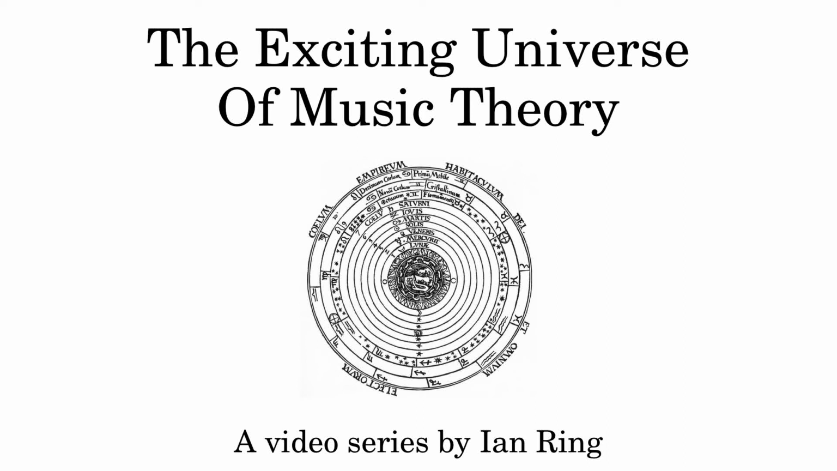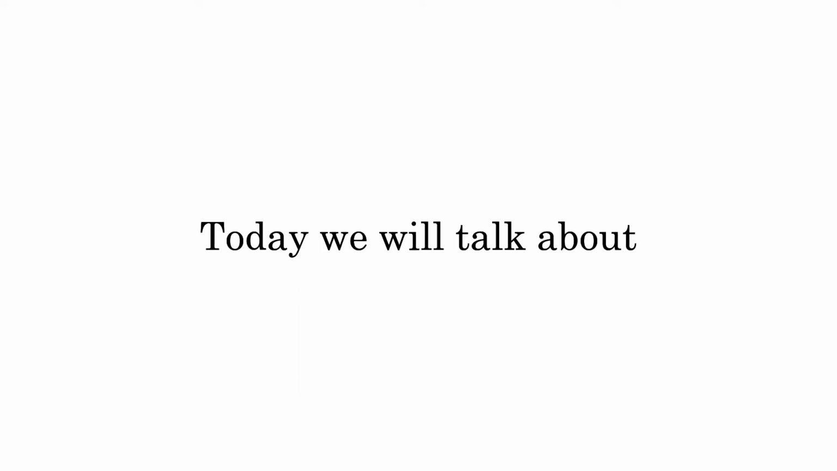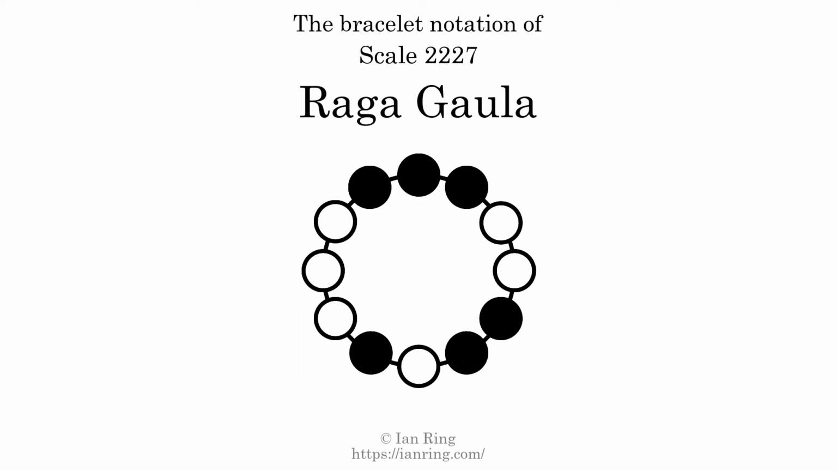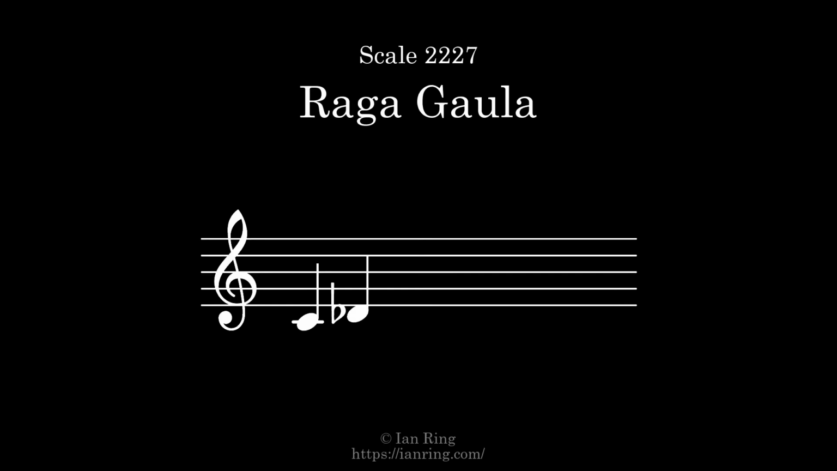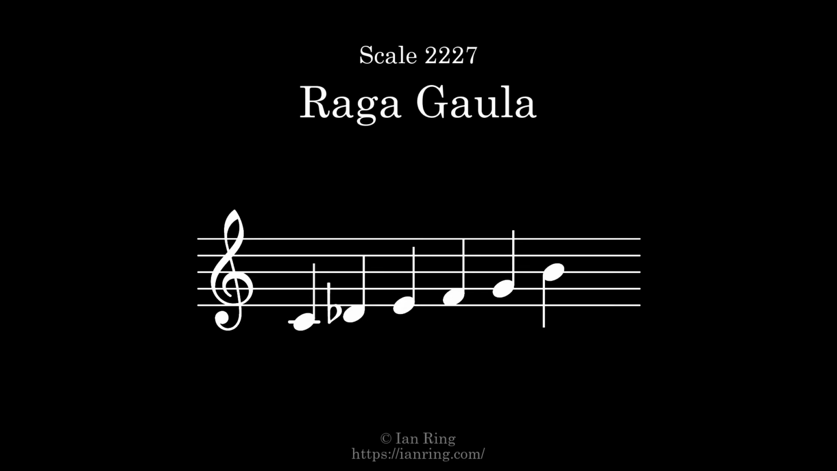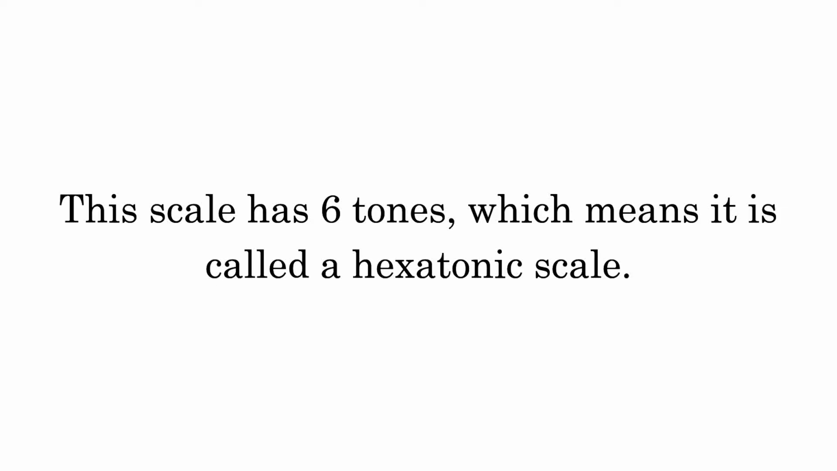Welcome to the exciting universe of music theory. Are you ready to learn? Then let's begin. Today we will talk about Scale 2227, Raga Gaula, which sounds like this. This scale has 6 tones, which means it is called a hexatonic scale.